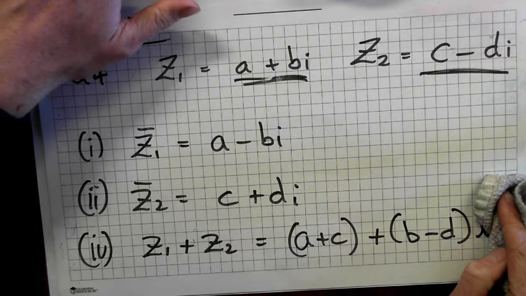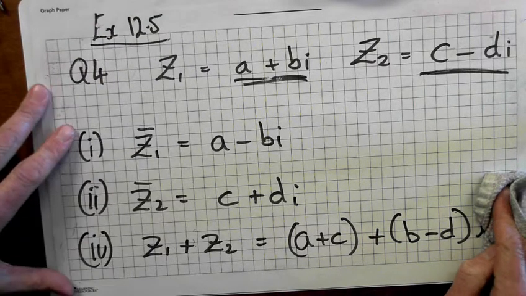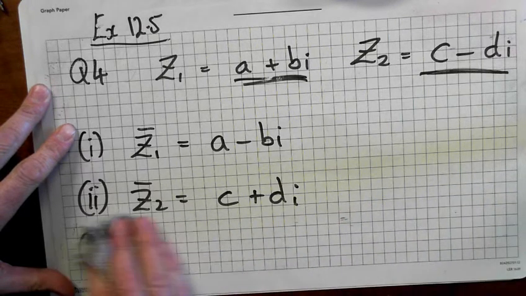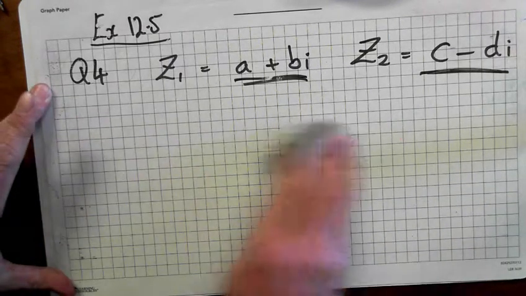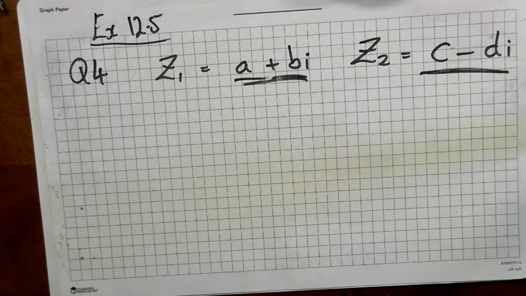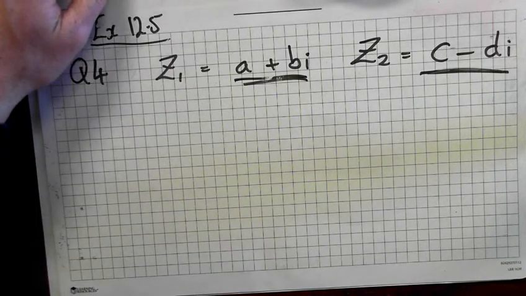And part 5. So the conjugate of z1 plus z2. Actually, what I'll do is I'll come back to that in a second. We'll move on to.